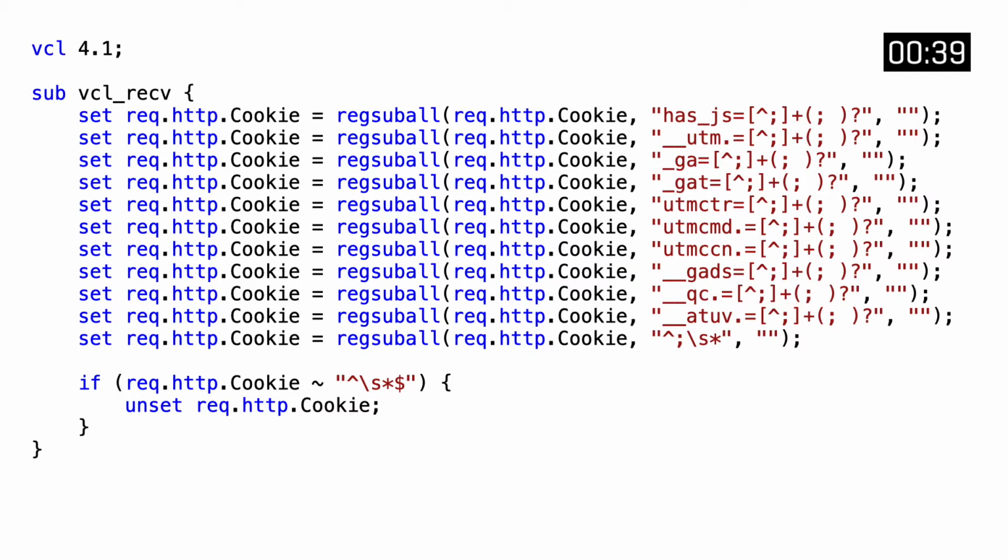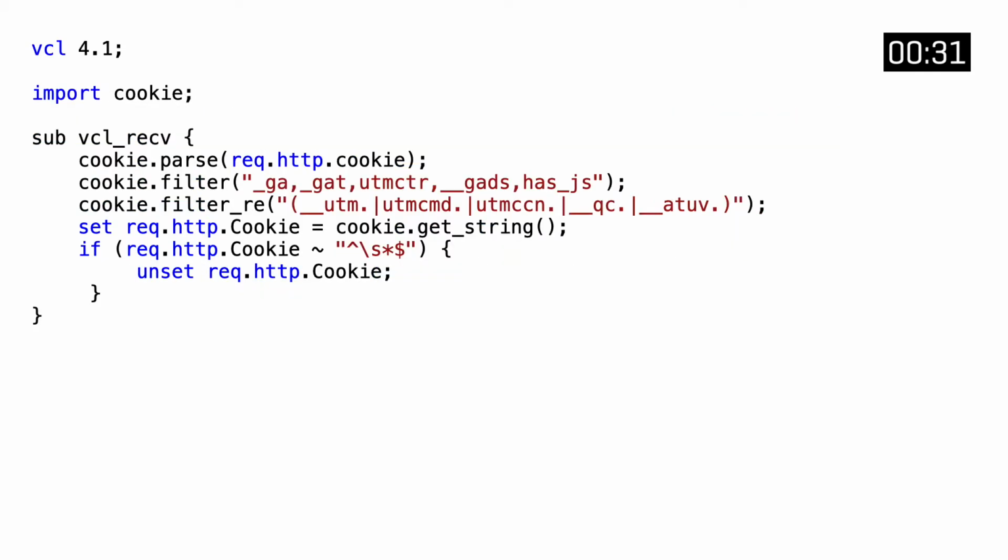So here's the first example where we do find and replace actions on the Cookie header. We're looking for specific patterns that match the tracking cookies that we want to get rid of, and then we remove them because the server doesn't really need them. There's also another way of approaching it by using the cookie module.